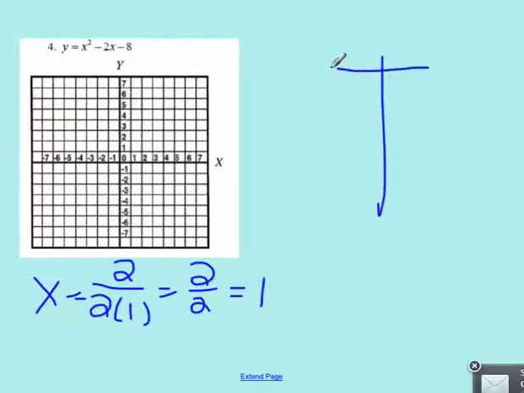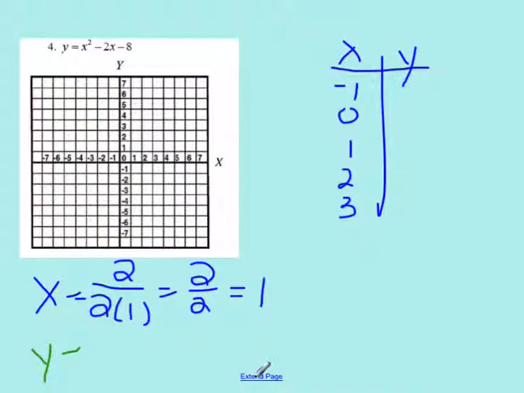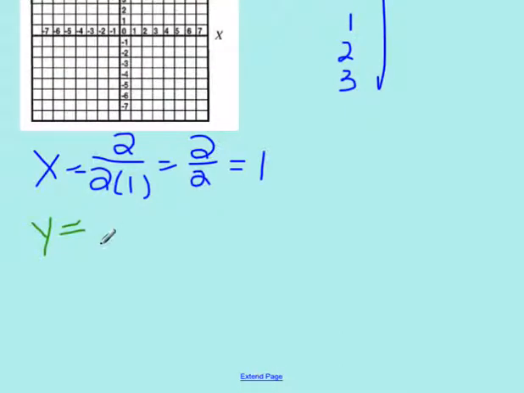So let me go ahead and post my x and my y. So 1 is going to be in the center. We're going to be going down, going this way, and going up, going this way. Okay, so now we're going to plug in each of those x values into our quadratic. So then we end up getting y is equal to, then we're going to plug in our 1, so then we have 1 squared minus 2 times 1 minus 8.